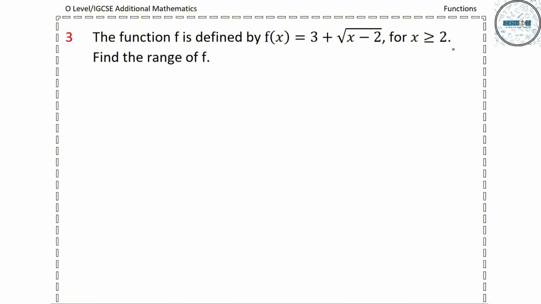Another question, the function f is defined by f of x is equal to 3 plus under root x minus 2, for x is greater than or equal to 2. Find the range of f. In this case, we will substitute the value of x as 2. So when we substitute x as 2, this part will become 0. So it is equal to 3. So we can write down the range as f of x is greater than or equal to 3, as the domain is x is greater than or equal to 2. So the range is f of x is greater than or equal to 3.